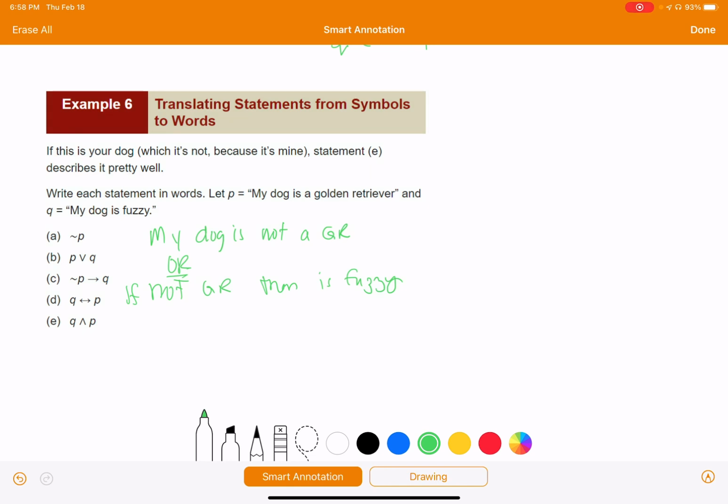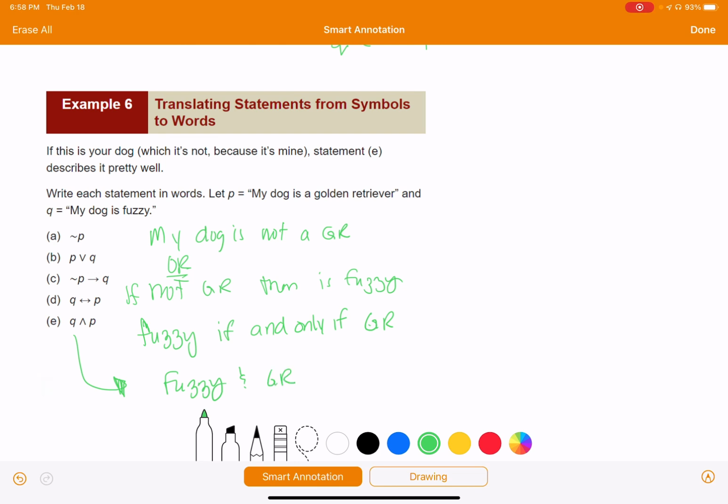Okay. Letter D is the biconditional. That's the if and only if. So my dog is fuzzy if and only if my dog is a golden retriever. I'm shorthanding, yes, but you guys get the point. And then this last one, Q, my dog is fuzzy and my dog is a golden retriever.